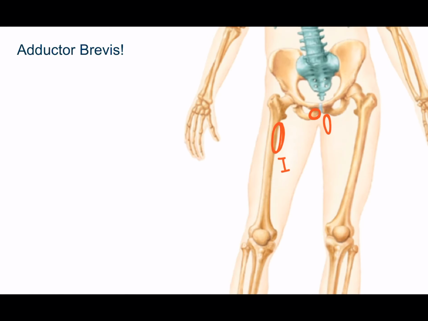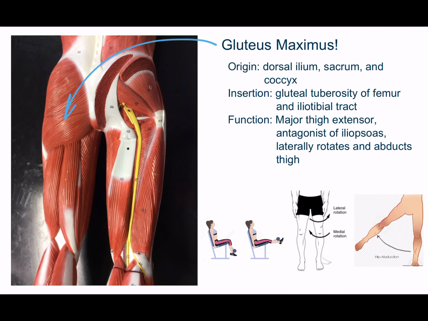That's the adductor brevis. You see how it's a lot shorter than your adductor longus and stuff. Your gluteus maximus, your glute, your booty, it originates at the dorsal ilium, the dorsal being the back, ilium, sacrum, and coccyx, coccyx being your tailbone. It inserts on the gluteal tuberosity of your femur, which is on the back of your femur, and the iliotibial tract. It's a major thigh extensor and antagonist of iliopsoas.